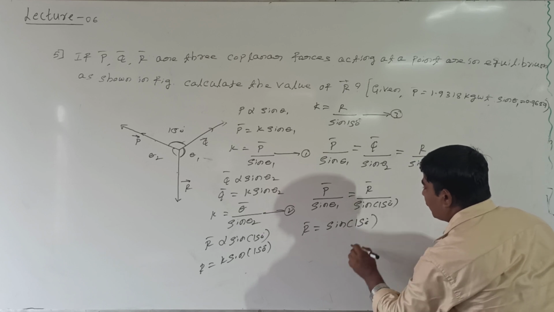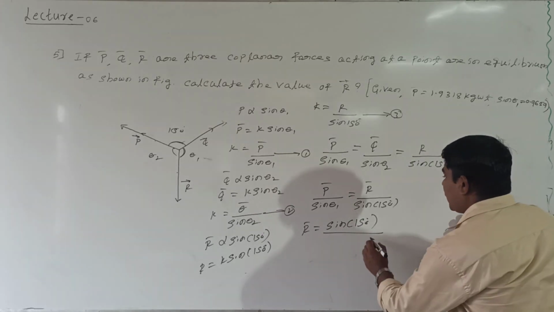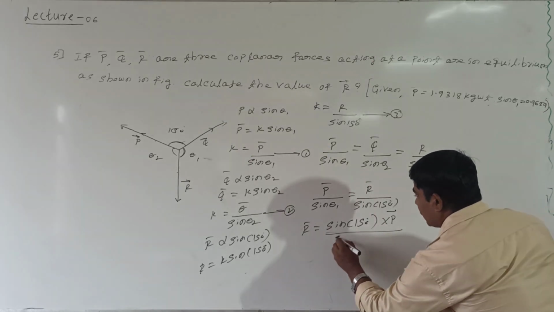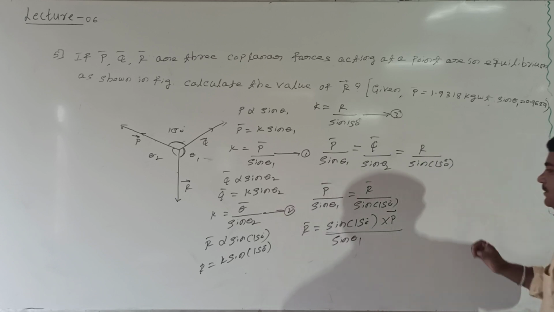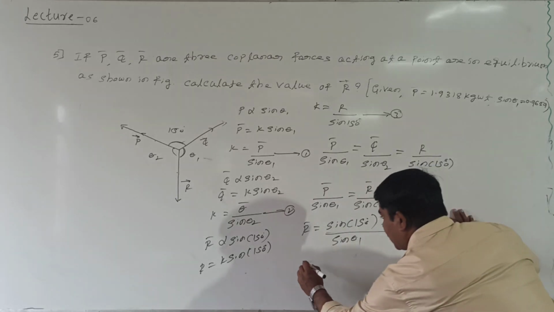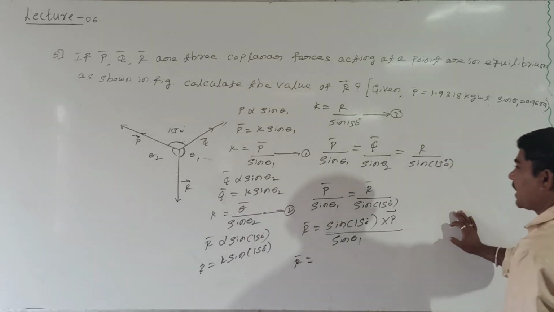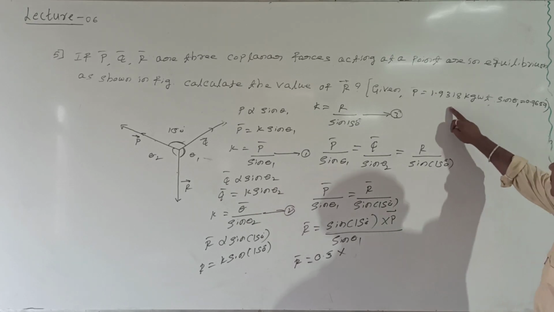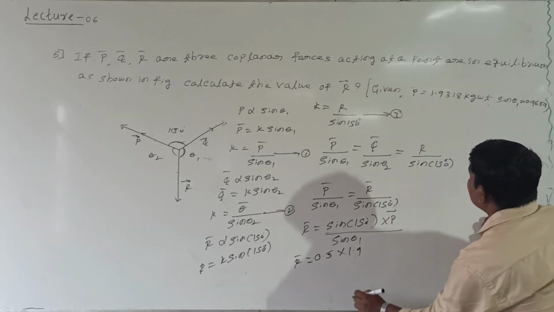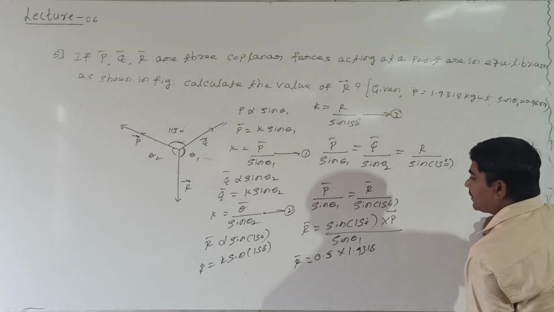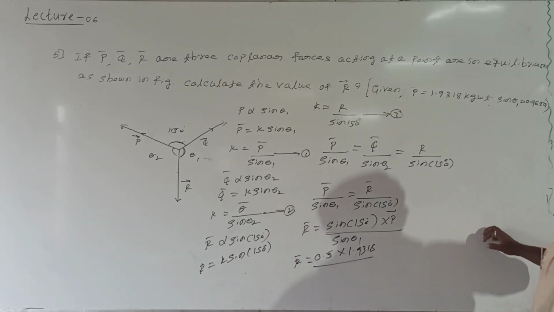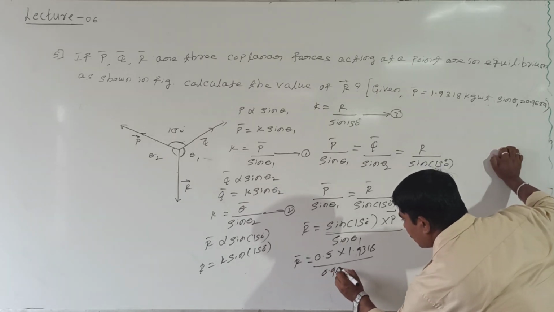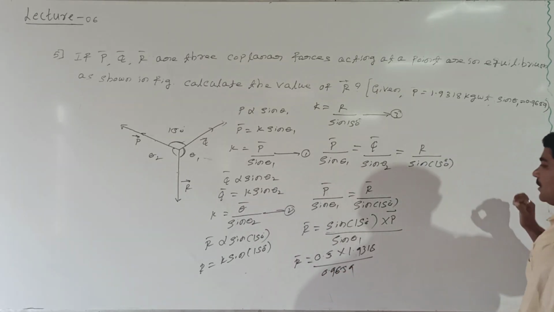Then from this, how to write R? Vector R equals sine 150 into P divided by sine theta 1. Sine 150 means 0.5. P is given as 1.93 and theta 1 gives sine theta 1 as 0.9659. Then what is the result here directly?